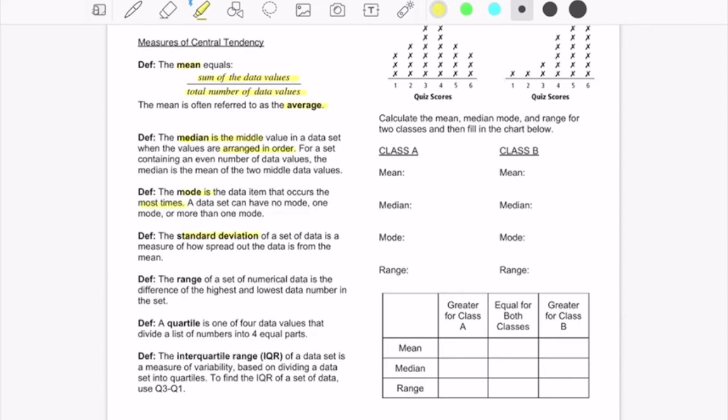Standard deviation is a numerical calculation that describes how spread out the data is from the mean. The range is the difference from the highest to the lowest data number in the set. Quartiles divide data into 4 equal parts. And lastly, the interquartile range, or IQR, of a data set, is a measure of variability, and so you find Q3 minus Q1 to get the interquartile range.